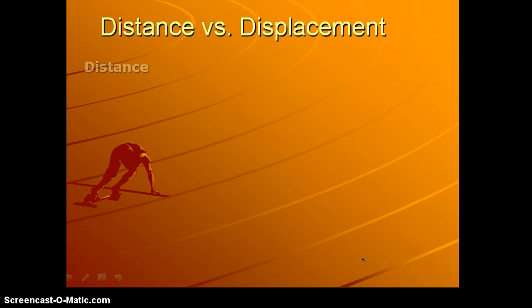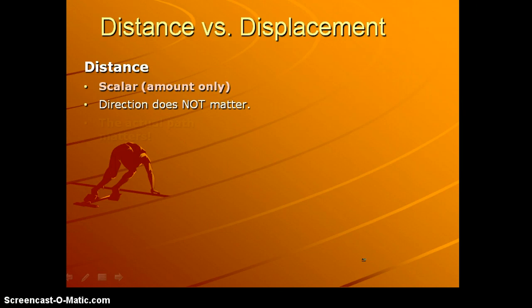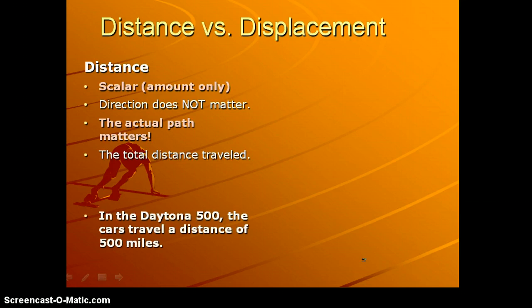So distance versus displacement. I'll give you a comparison here. Distance is a scalar measurement, which means it's only an amount. You just give a number. Direction does not matter. The actual path does matter. The total distance traveled is important. So an example, in the Daytona 500, the cars travel a distance of 500 miles.